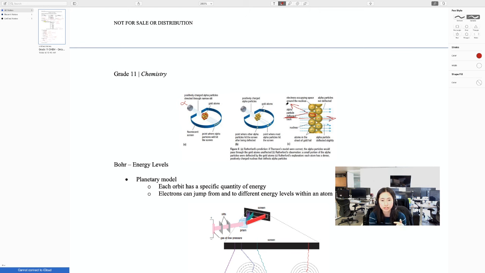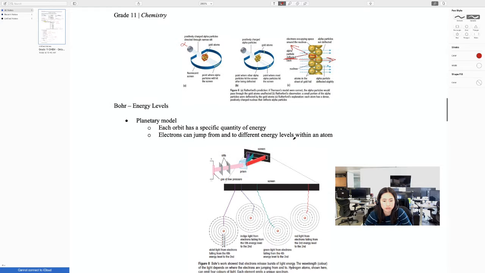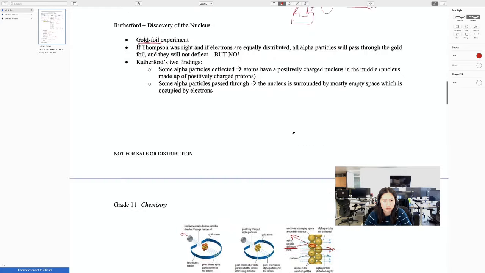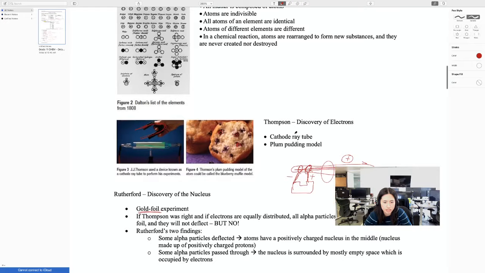And then the alpha particles that pass through the thin gold foil are based on the fact that your atom consists of mostly empty space, right? Even though you have your electrons surrounding your nucleus. So that's what he proposed. And I've written that down right here.